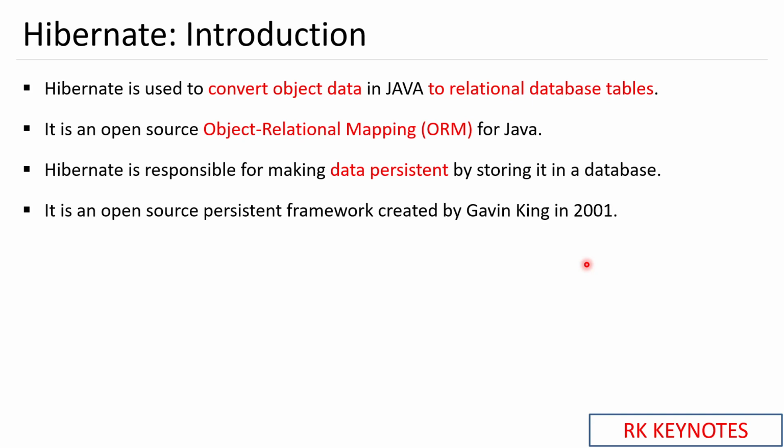Basically, Hibernate framework is an open source framework created by Gavin King in the year 2001. We call it ORM, that is Object Relational Mapping. What happens is that the objects are converted and then stored in the relational databases. Fine. So we call this persistent data. Persistence means storing objects in the database tables.